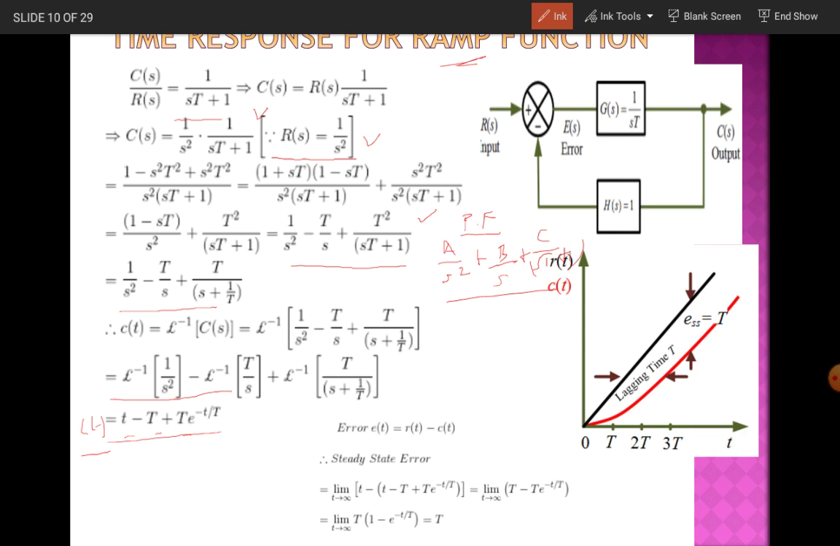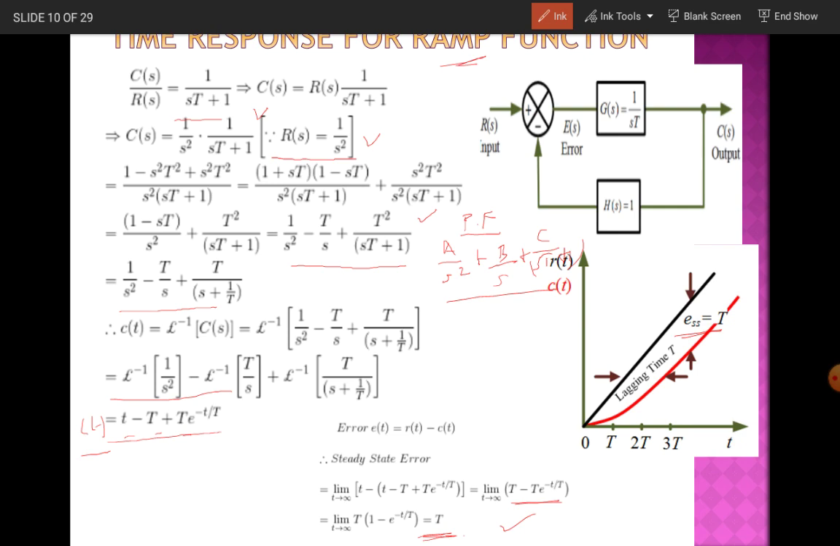We can draw the graph for this with respect to time. You can find the C(t), so we get a transient output. The red line indicates the output, whereas the black line indicates the reference input. The difference between them is the steady state error, equal to T. This can be found using the expression error equal to R(t) minus C(t). Substituting R(t) and C(t), you get this expression. Then when time tends to infinity, you get the steady state error, which is equal to T.